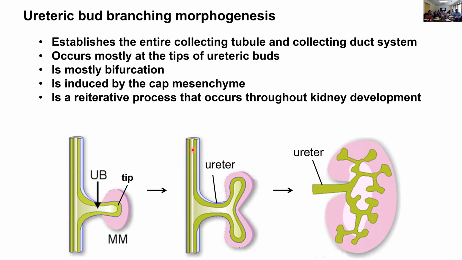For UB branching, what it achieves, first of all, through this branching morphogenesis, is it establishes the entire collecting duct system. The kidney branching is almost always bifurcation, and it always happens at the tip of the UB. That's different from the lung. The lung has lateral branching, so it is from the stalk part that you get branching morphogenesis.